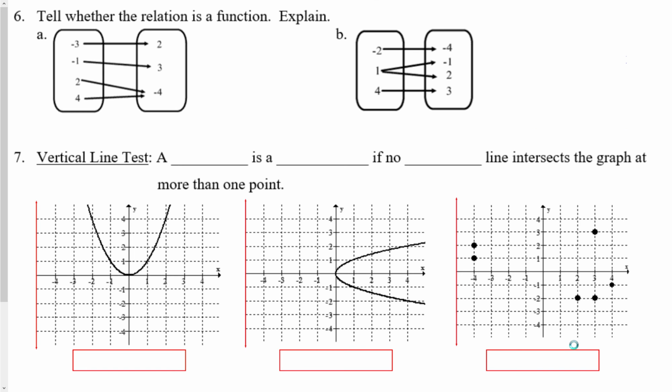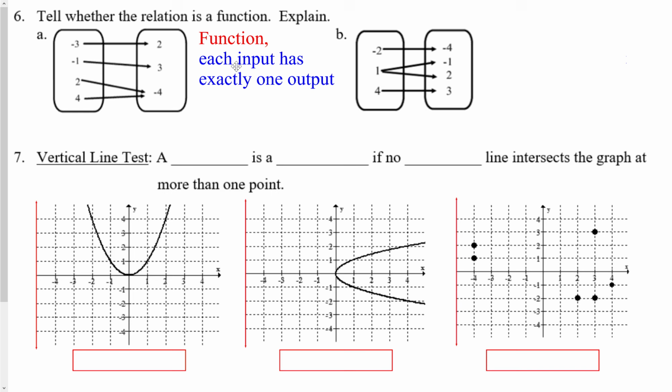So now continuing our work with determining whether a relation is a function, using this mapping diagram in 6a, is that relation a function? This relation is a function because each input has exactly one output. It does not matter that we have two different inputs pointing to the same output. That's fine. Each individual input has to have only one output value. That's what we're looking for.